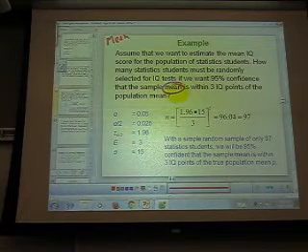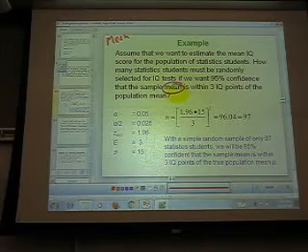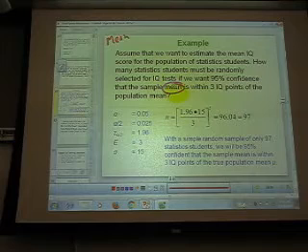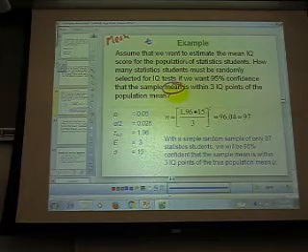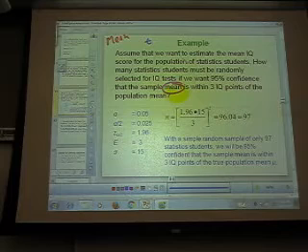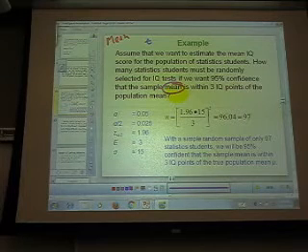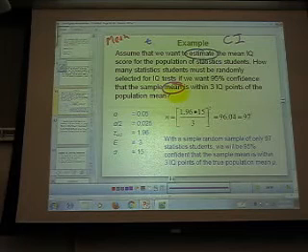All right, so then is it T or a Z? Daniel. It's T, because it's a mean. Is it a confidence interval or a hypothesis test? Confidence interval. How do you know? Because it says estimate. Great.